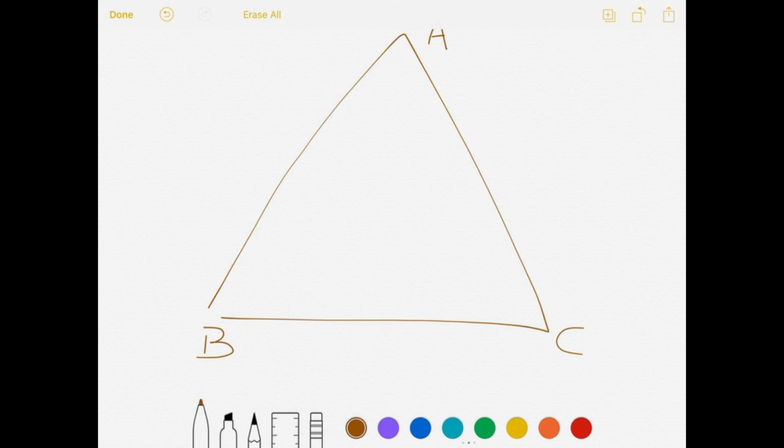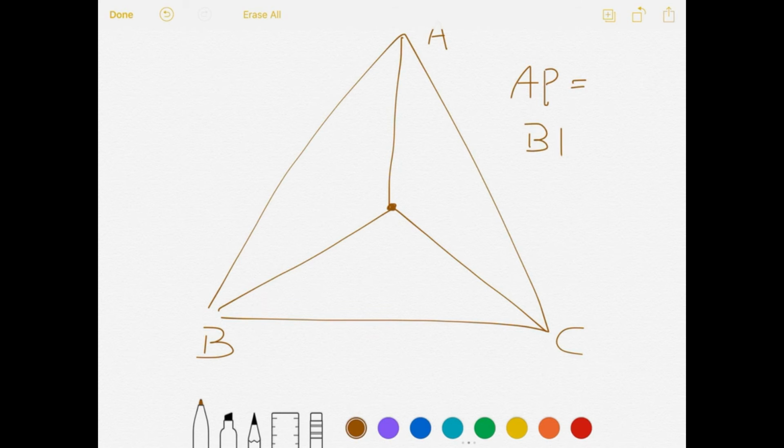Now let us say that there is a point P in the interior of the triangle which is at an equal distance from all the three vertices. That means from the point A, as well as from the point B, as well as from the point C, it is at an equal distance. That means AP is equal to BP is equal to PC. Okay, these distances are equal. Then this point, the point P, is known as the circumcenter.